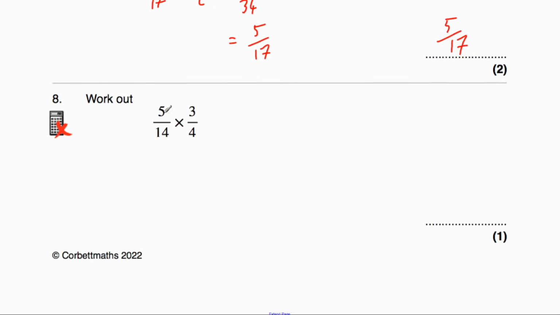So question number 8, it's a multiplication question. So we've got 5/14 multiplied by 3/4. So just multiplying the numerators, 5 times 3 is 15. And multiplying the denominators, 14 times 4 is equal to 56. And that's it. And 15 and 56 have no other common factors apart from 1. So that's it. Our answer is 15 over 56. Okay, let's have a look at our next question.